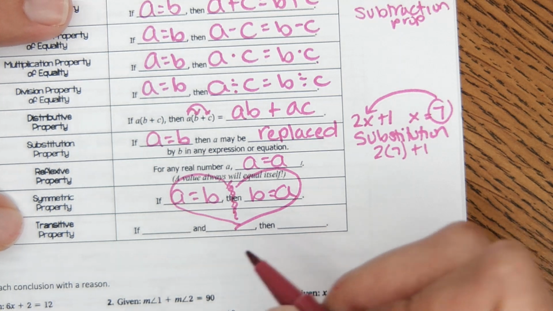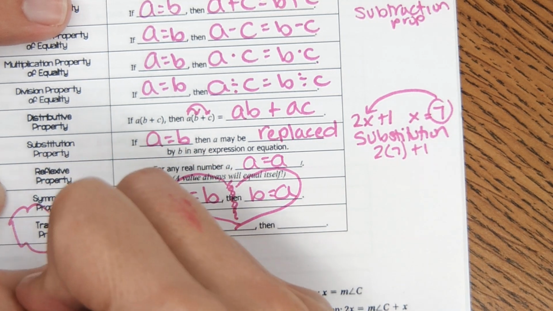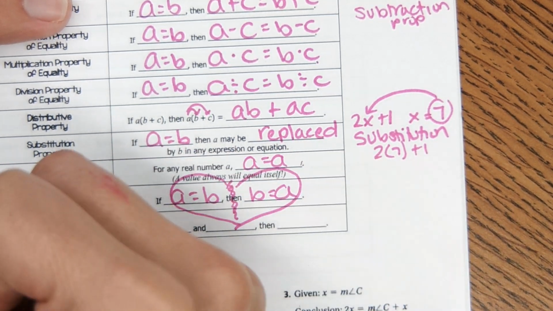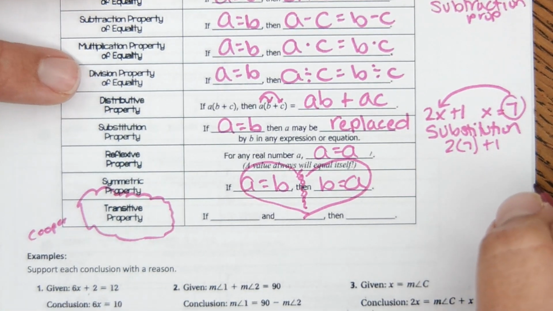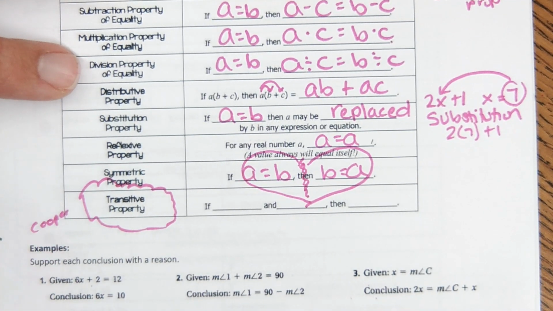Okay, transitive is new. Transitive is like the most popular award, kind of like Cooper. Just kidding.